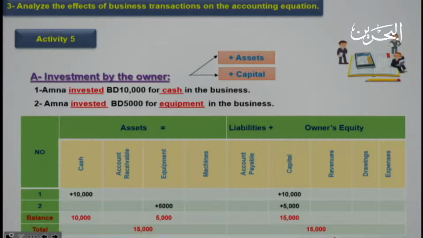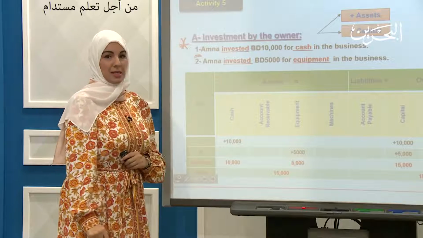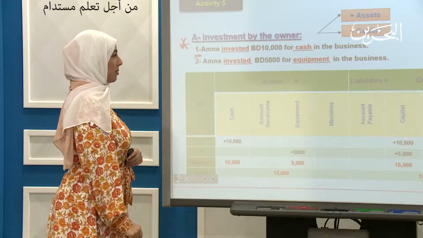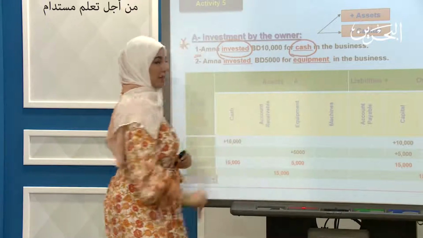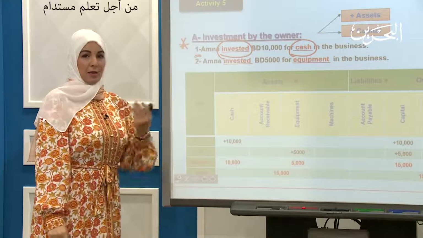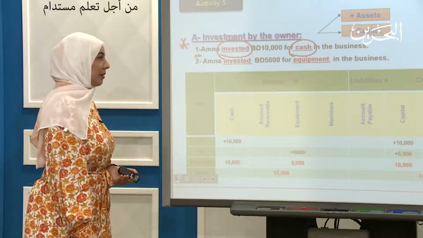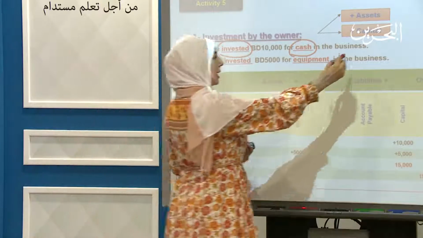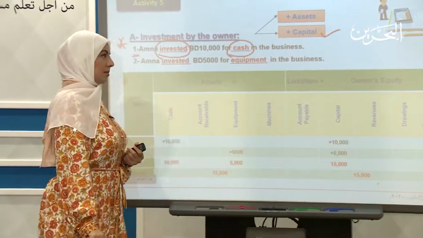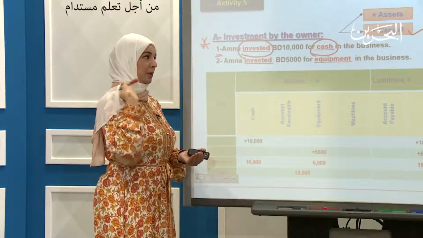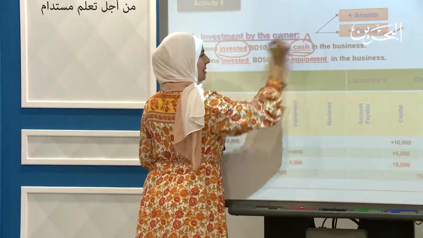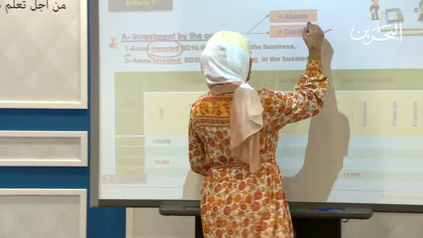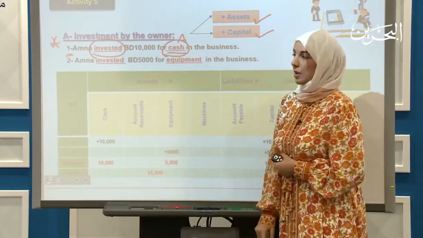So, the first one, Amna invests 10,000 BD in cash in the business. Let us see the key words in our transaction. Invest and cash. What does it mean? If I invest, my owner equity will increase, and specifically it will increase in the capital account. What type of investment do I make? I invest in cash. And I know the cash is an example of an asset. So the assets account for my company will increase.